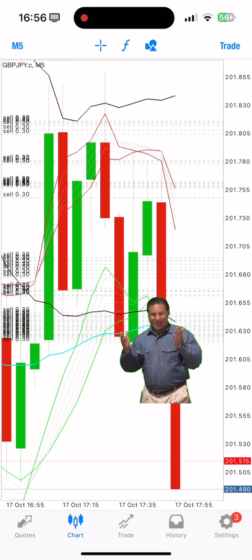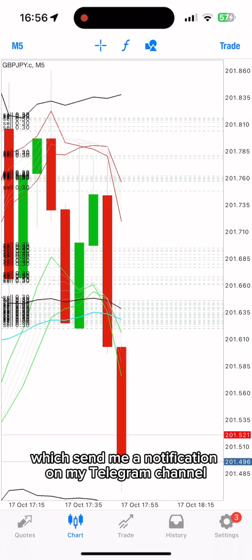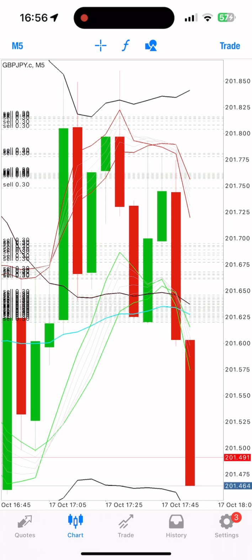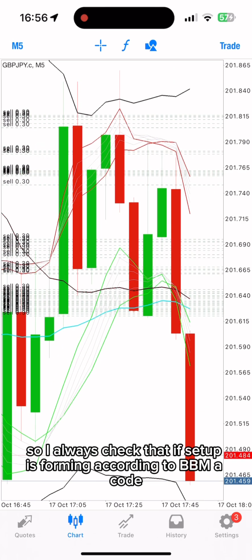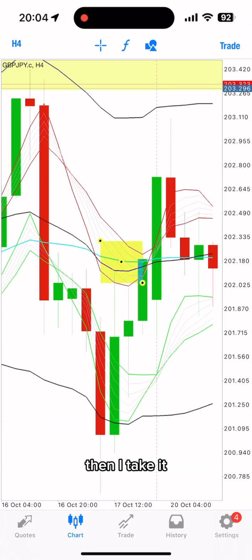By the way, I have a bot which sent me a notification on my Telegram channel that there is a setup forming according to BBMA. So I always check that if a setup is forming according to the BBMA code, then I take it.